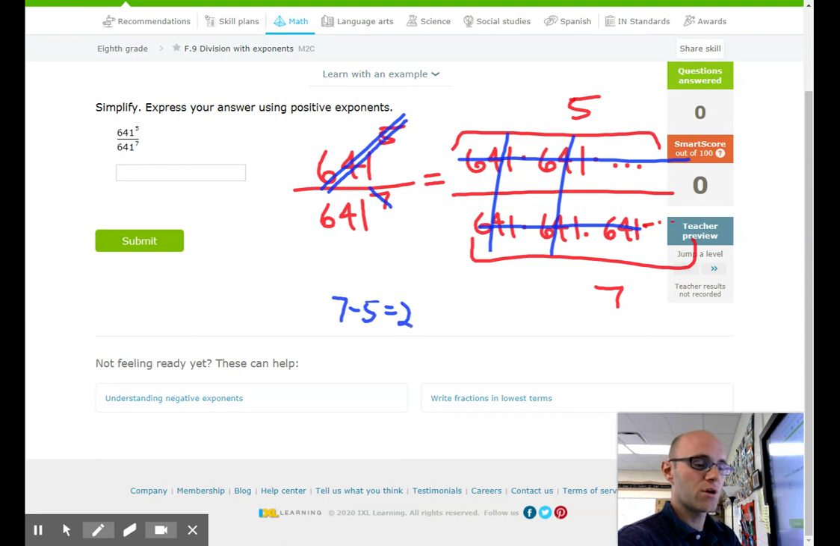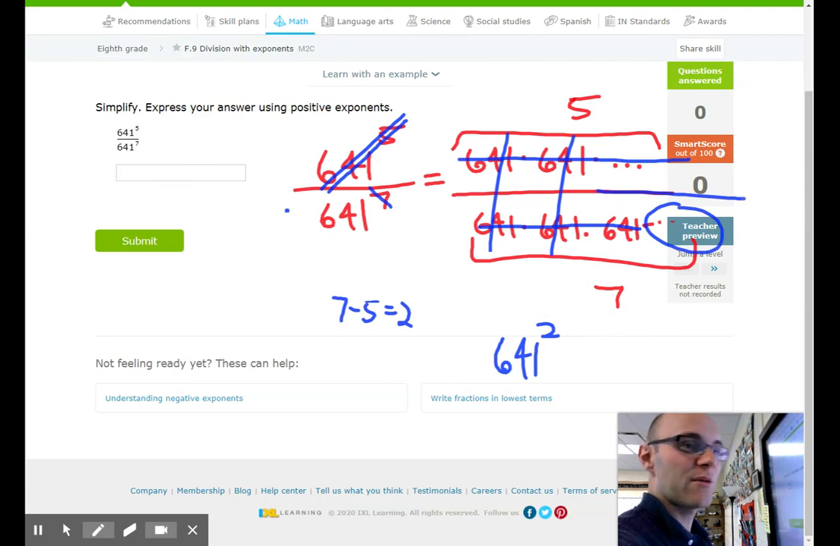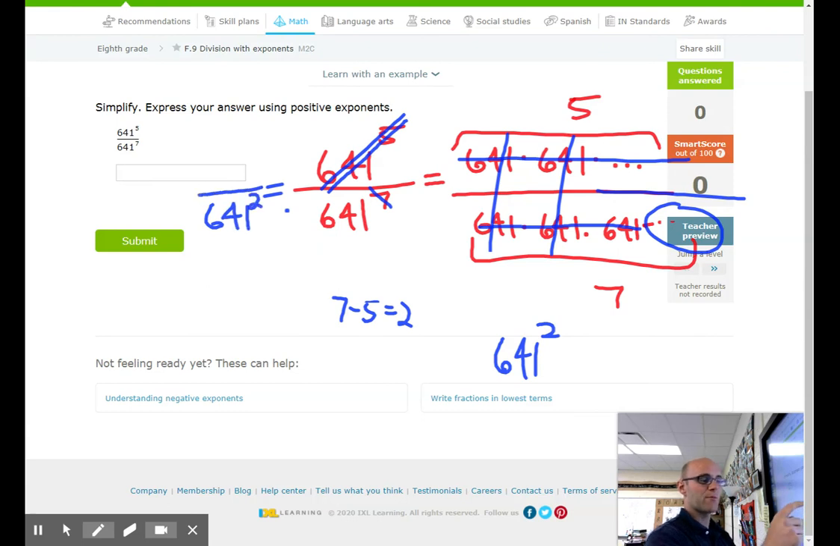Now, beginners will go, okay, the answer is 641 to the 2nd. I get it. This is easy. They made a classic first day mistake. The issue is there are more of the 641s where? On top of the fraction or on the bottom of the fraction? Where are they at? You picture it? The extras were down here on the bottom of the fraction. So when you go rewrite this answer, you've actually got to say, yeah, there's 641. There's 2 of those, but they are on the bottom of the fraction.